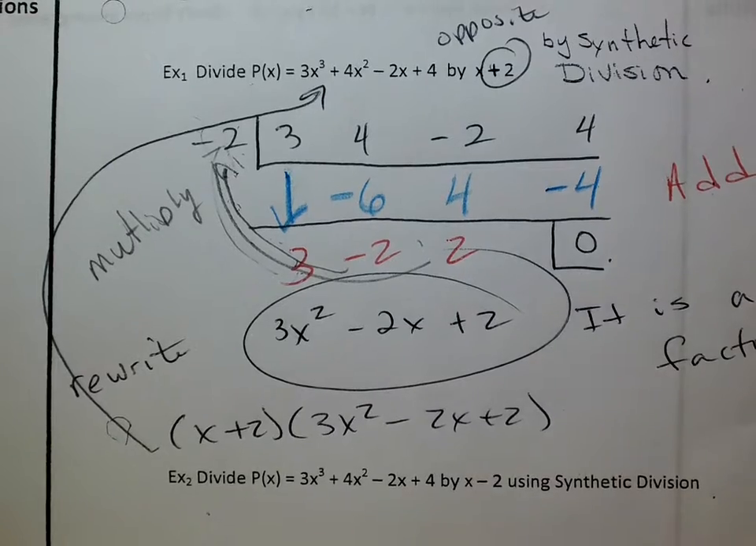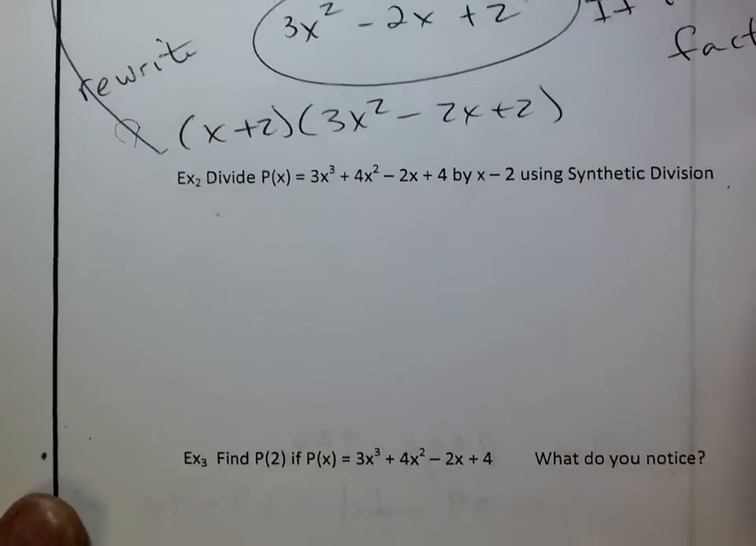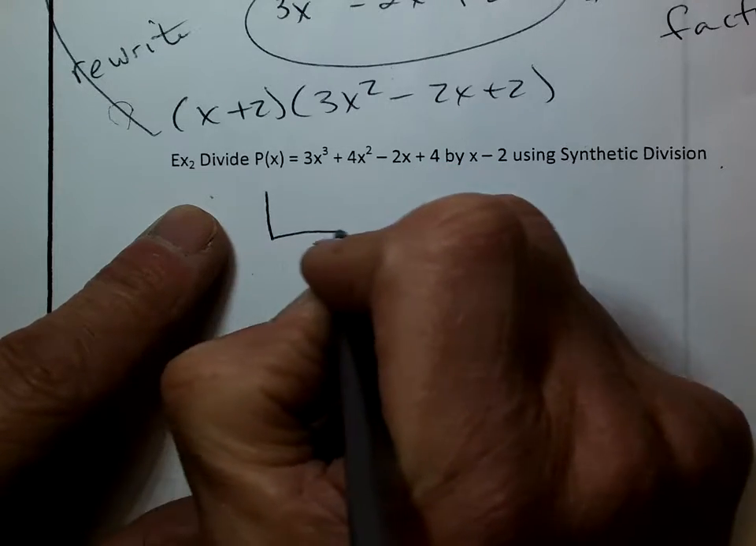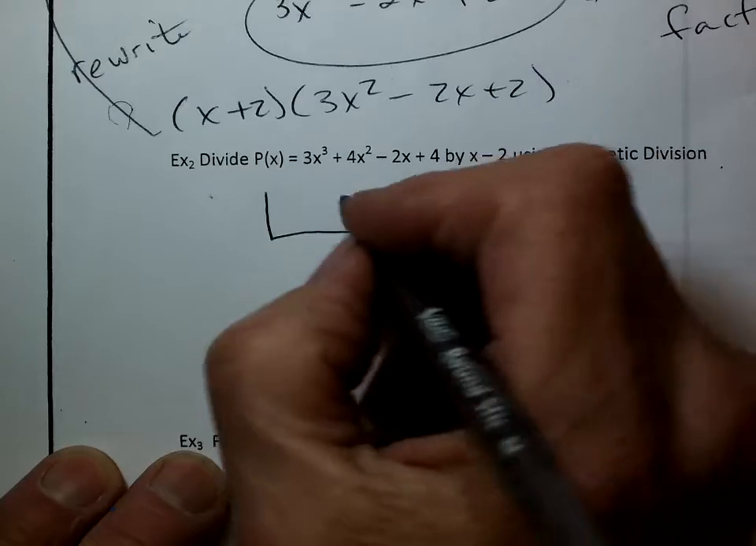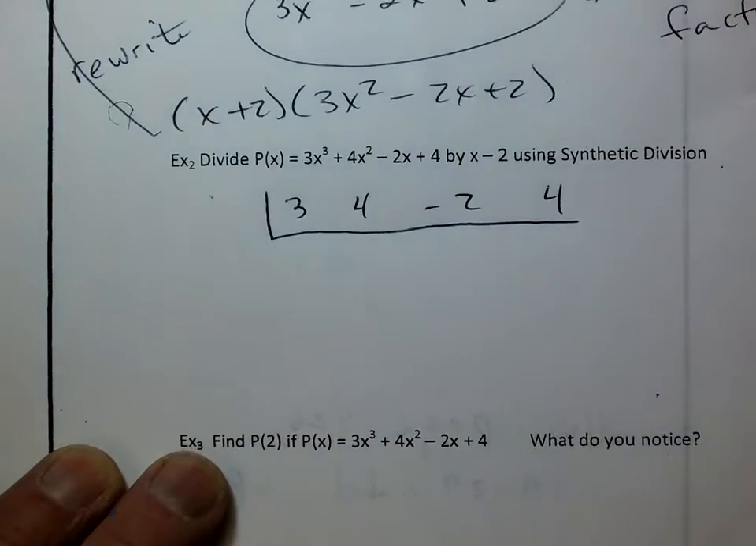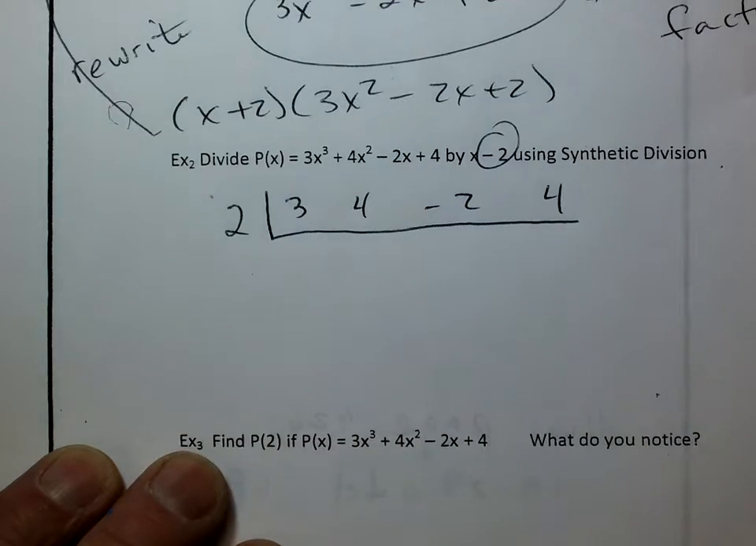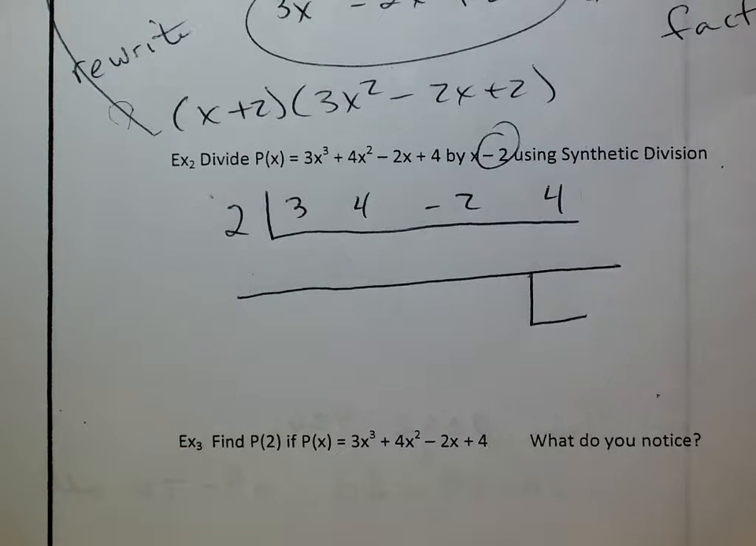All right, example 2, same thing. We're going to use synthetic division, so let's set it up. Am I going too fast? Okay, step 1, let's do our upside down division. Let's put in the numbers, not the x's. The x's are invisible: 3, 4, -2, 4. I'll put in my opposite, a +2 here. Draw my division line and my remainder box. How am I doing? So far, so good?